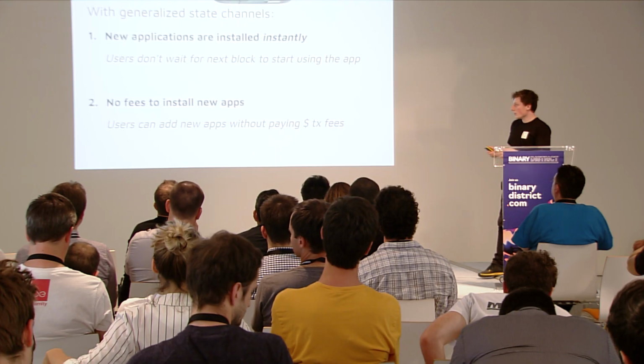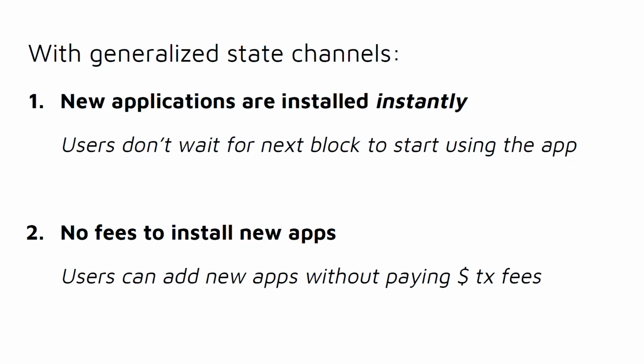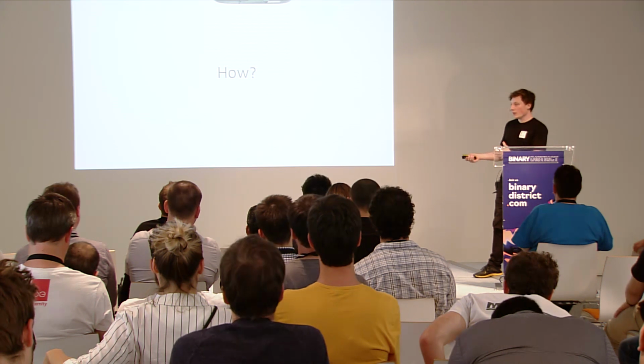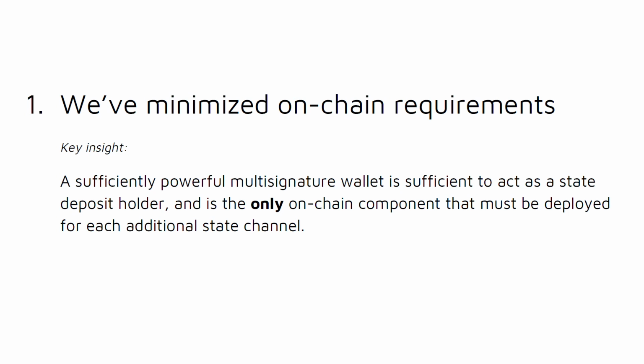So what I just showed you, again, is that you can install new applications instantly. Users don't have to wait for the next block to start using a new app, and there are no fees to install new applications. So how? The main innovations we've been trying to achieve are two. One, you don't need much on the actual blockchain.